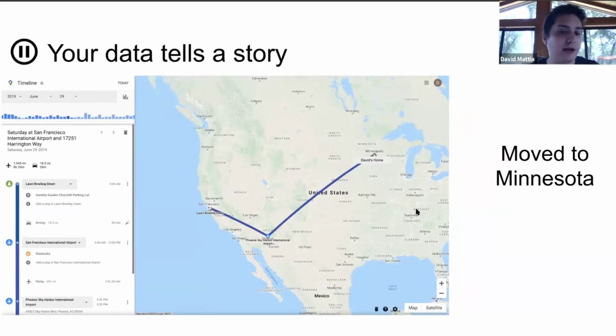Now, I have no recollection of ever stopping at the Phoenix Sky Harbor International Airport on a layover, but Google remembers, because while my memory is fading, Google does not forget. This data is very easy for them to keep track of over time. So even though I've forgotten this story, they remember for me.